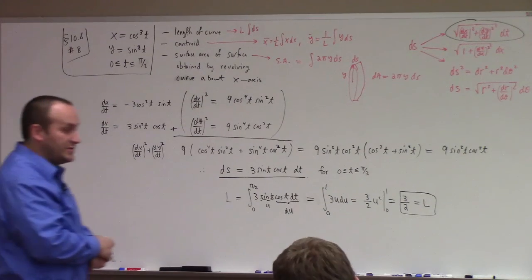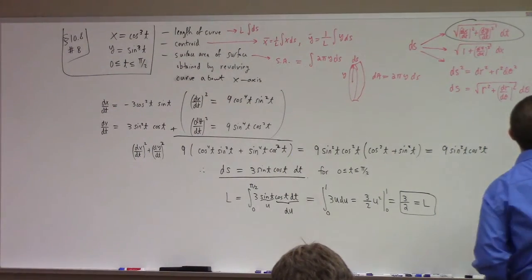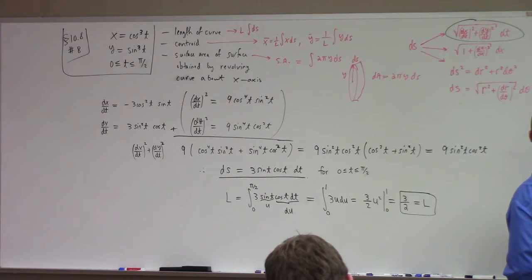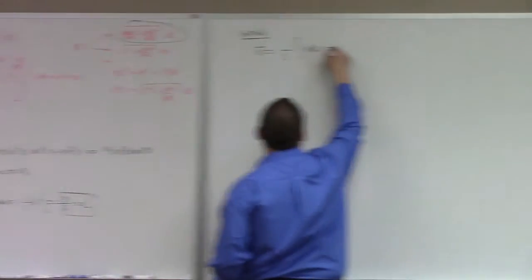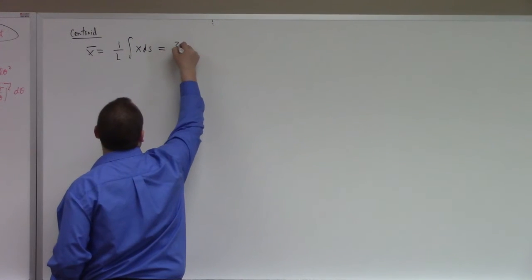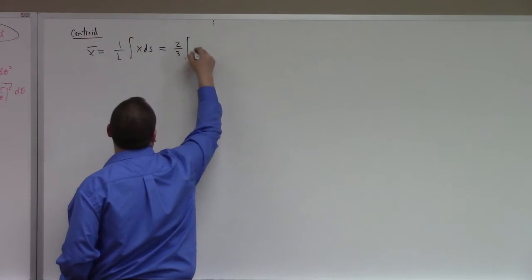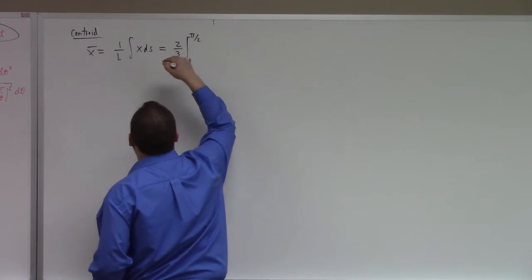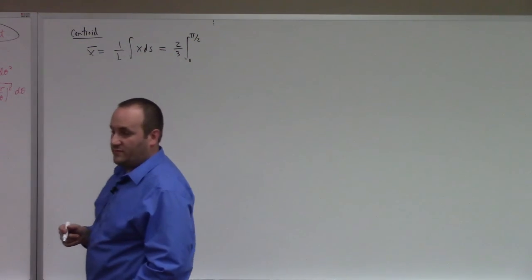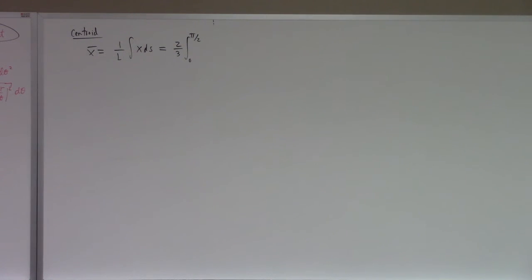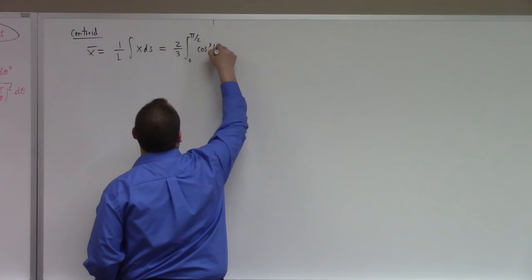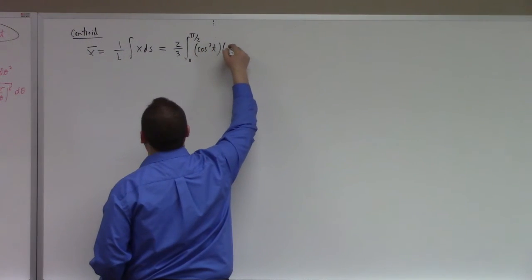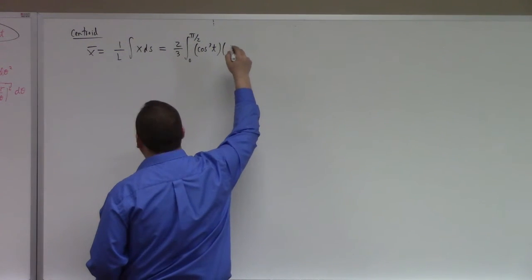Now the centroid, then. What do we do? Let's keep it moving here. Centroid, x bar, is 1 over L, integral of x ds. What that means in terms of the parametrization, well, that's 2/3, right? Integral from 0 to pi over 2. What do you put for x? Well, you put the parametrization. The parametric formula for x was cosine cubed. So I've got cosine cubed t. My ds, remember, was 3 sine t.